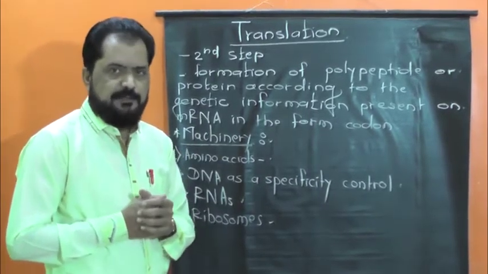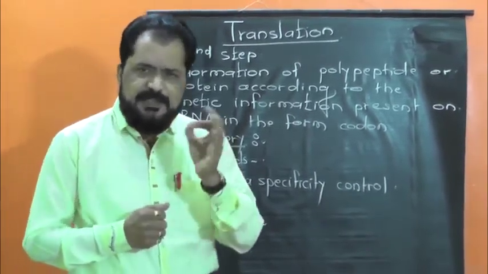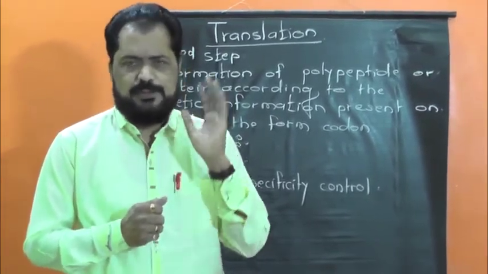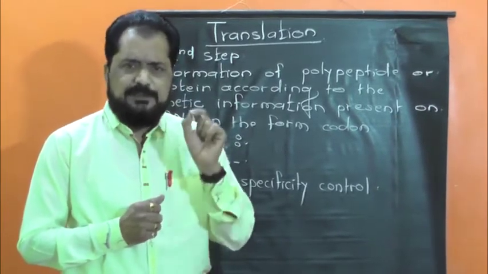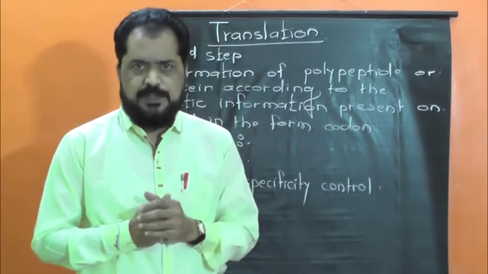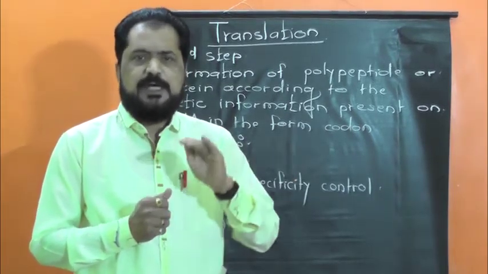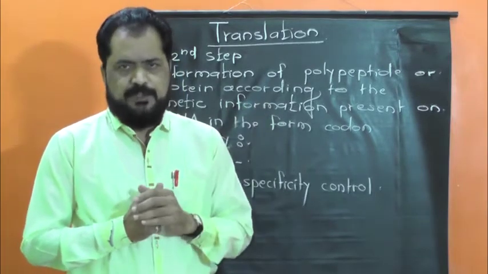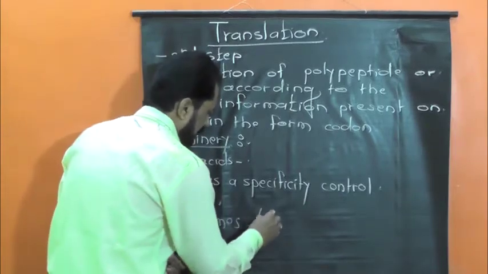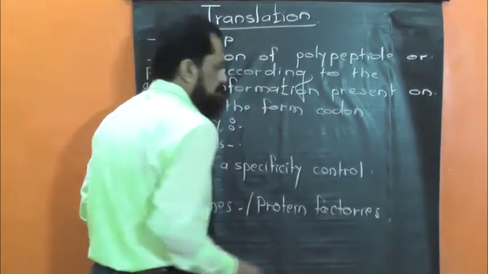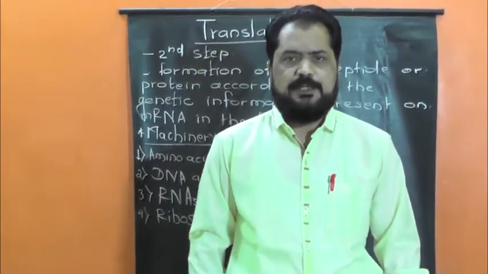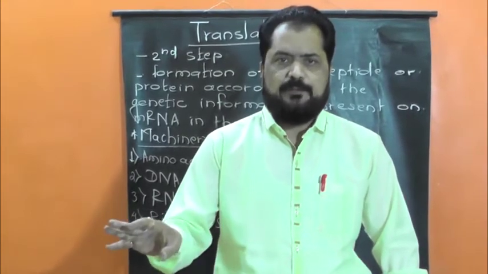Ribosomes are tiny ribonucleoprotein particles, without membrane. These are non-membranous structures. Ribosomes are called protein factories. Why? Because the actual process of synthesis of protein or polypeptide is carried out with the help of ribosomes.